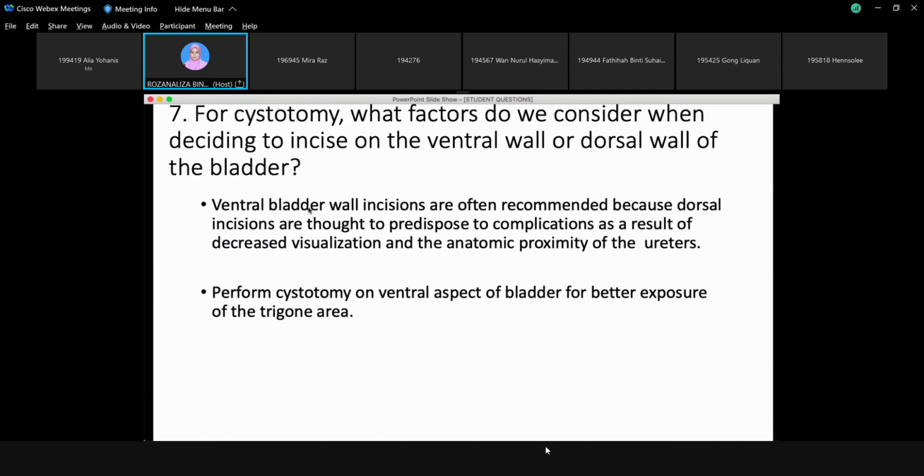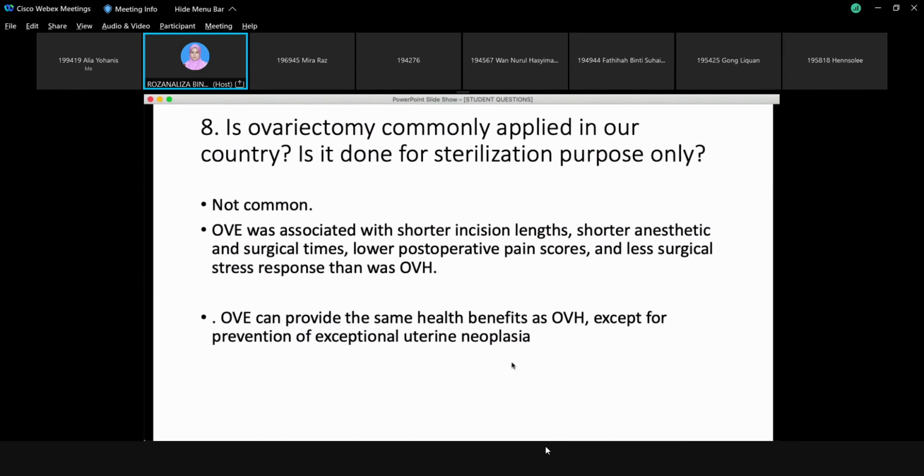Okay, so basically it is okay to do it on the ventral or dorsal wall, but it's based on your case by case. For example, if the ventral wall is too much damaged or very inflamed with cystitis, and the dorsal wall is not that much affected with inflammation, then you probably want to choose the dorsal wall. It really goes case by case basis, but the general point of view is people want to do a ventral wall incision.